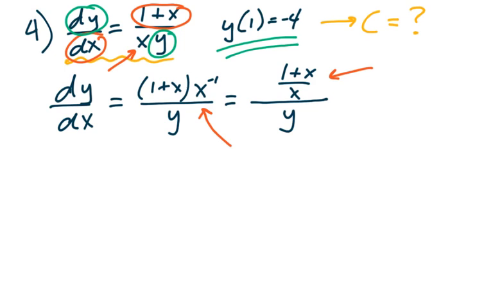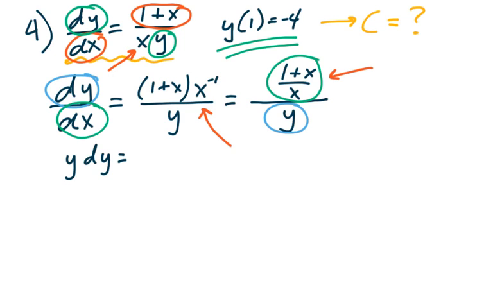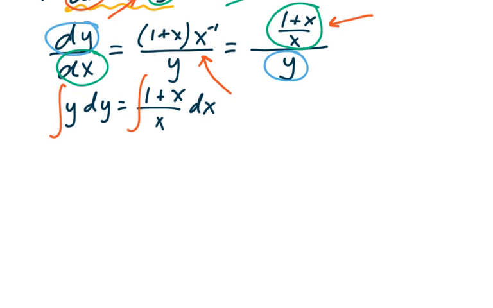All right, I think I'm set to go. I've got my y's separated, yes and yes. And I've got my x's separated, yes and yes. Here we go. y dy, cross multiply, is (1 plus x) over x dx. Integral. The antiderivative of y is 1/2 y squared.